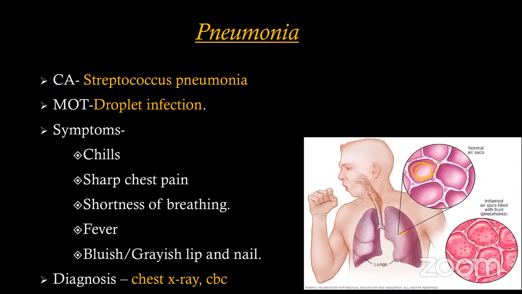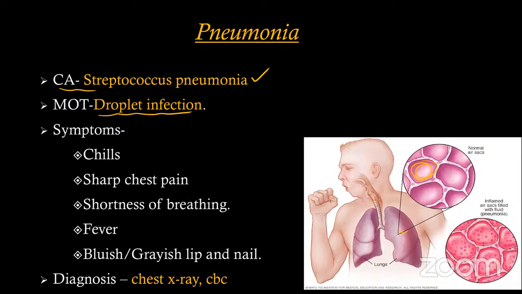How is it caused, and which is the causative agent? Streptococcus pneumoniae. It spreads mainly by droplet infection, through sputum. For example, if a person with pneumonia spits on the road or somewhere, through that the pneumonia is transmitted. That is the sputum of the patient, which contains the Streptococcus pneumoniae bacteria.